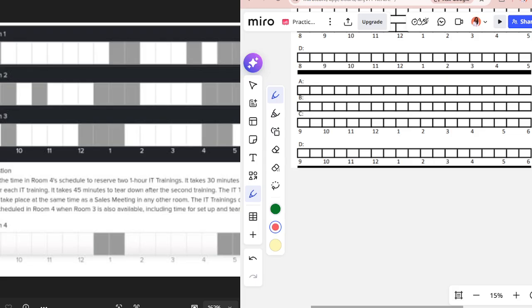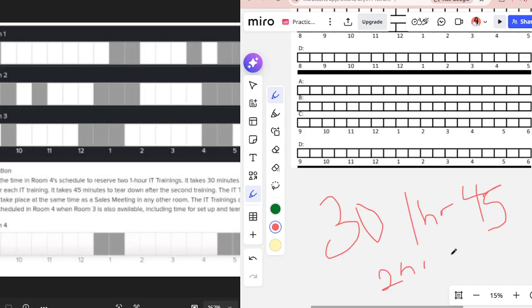So first of all, the IT training cannot occur between this 5:30 to 6 because that's too short a time. And they said 30 minutes for setup, 1 hour training, then 45 minutes for set down. So we can say something around 2 hours and 2 hours 15 minutes, right? So first things first, they said the IT training can't take place the same time as the sales, and the IT training can only be scheduled when room 3 is available. So room 3 is available from 2 to 4.